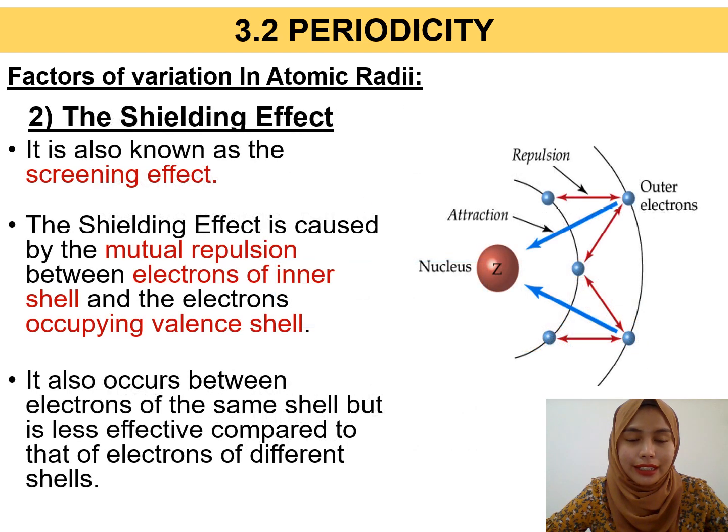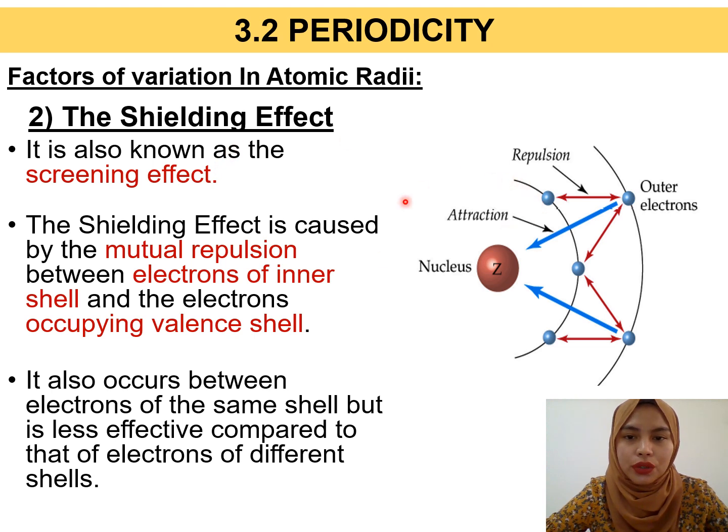Tadi kita dah cakap faktor yang mempengaruhi saiz sesebuah atom dekat periodic table of elements. One of it ialah ZEV, which is effective nuclear charge. Okay, the second one is the shielding effect. It is also known as screening effect. So, kiranya dua ni adalah benda yang sama. So, shielding effect ni apa?